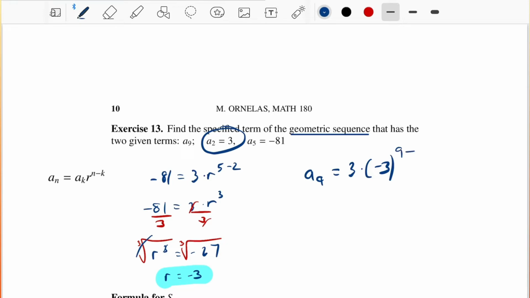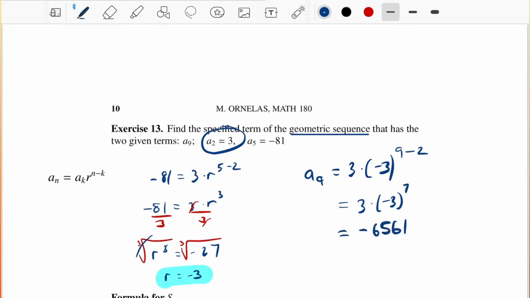That's our K. So now we have 3 times negative 3 to the 7th. So that's going to be an odd number. So it's basically 3 to the 8th power, but the answer is going to be negative. So our final answer should be negative 6561.